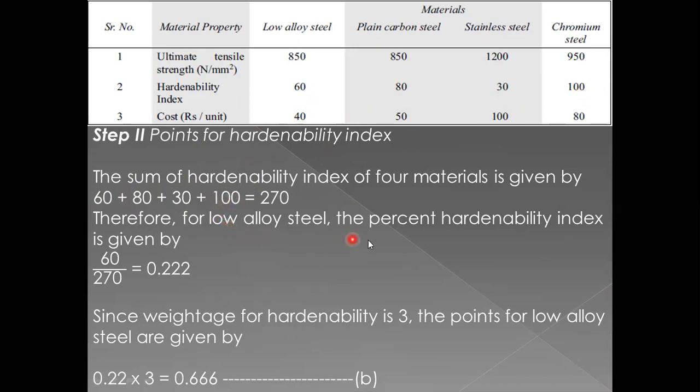Therefore, for low alloy steel, the percent hardenability index is given by 60 upon 270, where 60 is hardenability index of low alloy steel and 270 is sum of hardenability index of four materials. Since weightage for hardenability is 3, the points for low alloy steel are given by 0.222 into 3, which is equal to 0.666. Let us consider this as equation B.